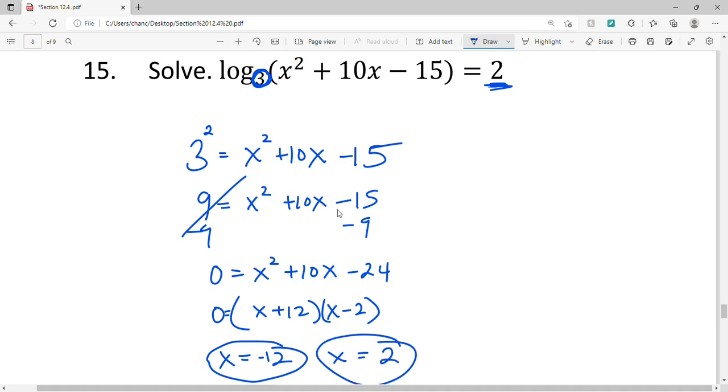I have to check both of these, and I want you to do that. I want you to check both of these. And you will realize that both are good solutions. So please check this on your own. I want you to plug it in, check it on your own, because that's what you'll have to do on the exam. You'll need to check these are good solutions, and they are good solutions.